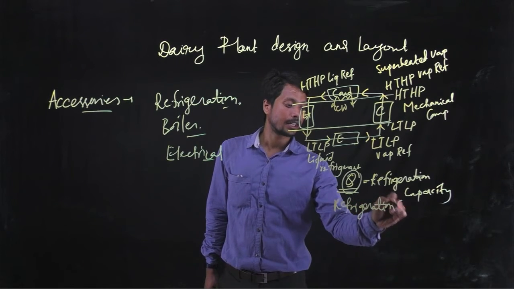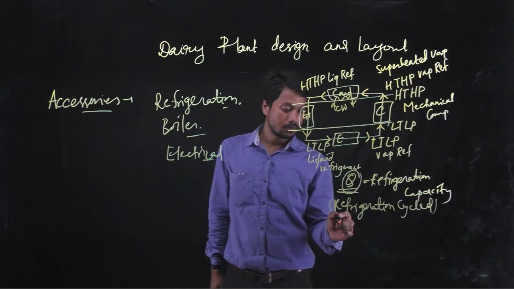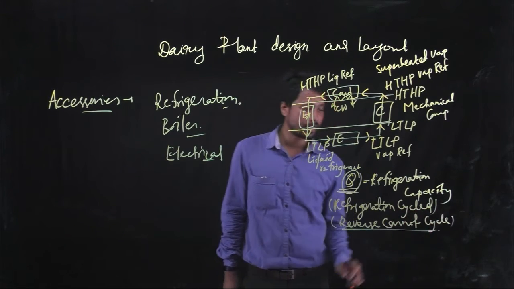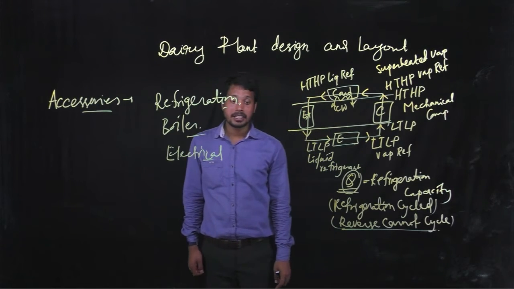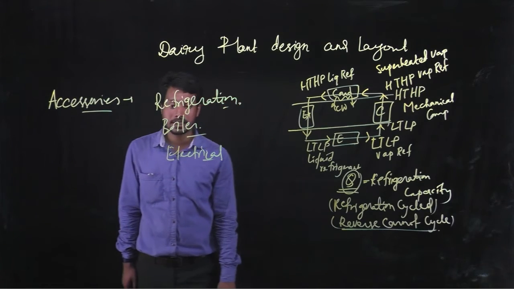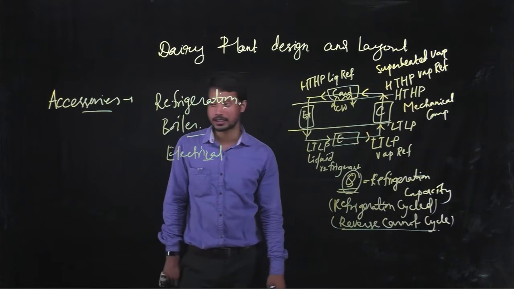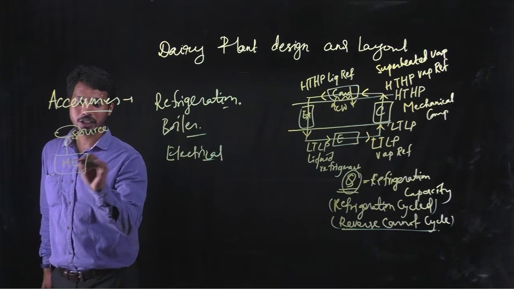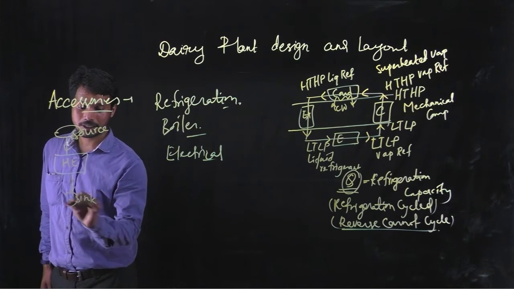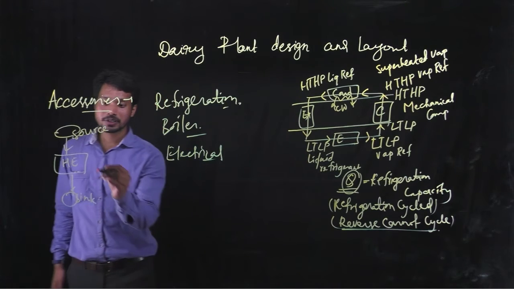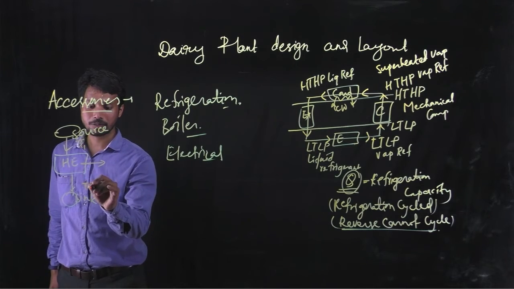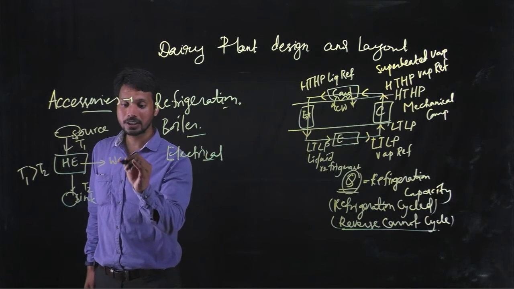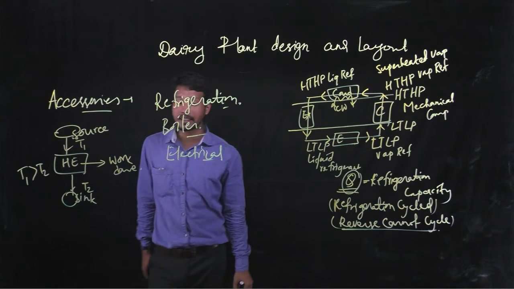Remember, this refrigeration cycle mainly follows the reverse Carnot cycle. Why reverse Carnot cycle? In the laws of thermodynamics you have seen that heat always flows from high temperature to low temperature. If you have a source of heat, a system, maybe a heat engine, and a sink where the heat is lost, the heat transfer happens from source to sink, that means T1 to T2, where T1 is more than T2, and the heat engine does some work done.